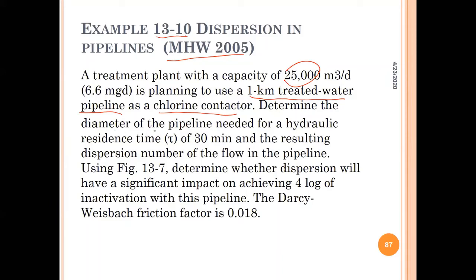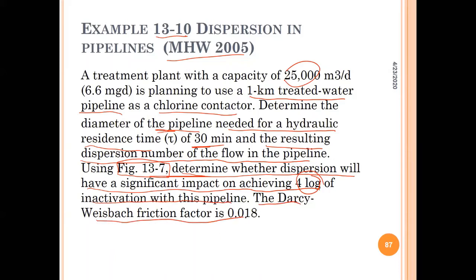Determine the diameter of the pipeline needed for a hydraulic residence time of 30 minutes and the resulting dispersion number of the flow in the pipeline. We have to determine this using Figure 13-7, which I will show you later. Determine whether dispersion will have a significant impact on achieving 4 log removal of inactivation within this pipe. The Darcy-Weisbach friction factor is 0.018. This f is given.